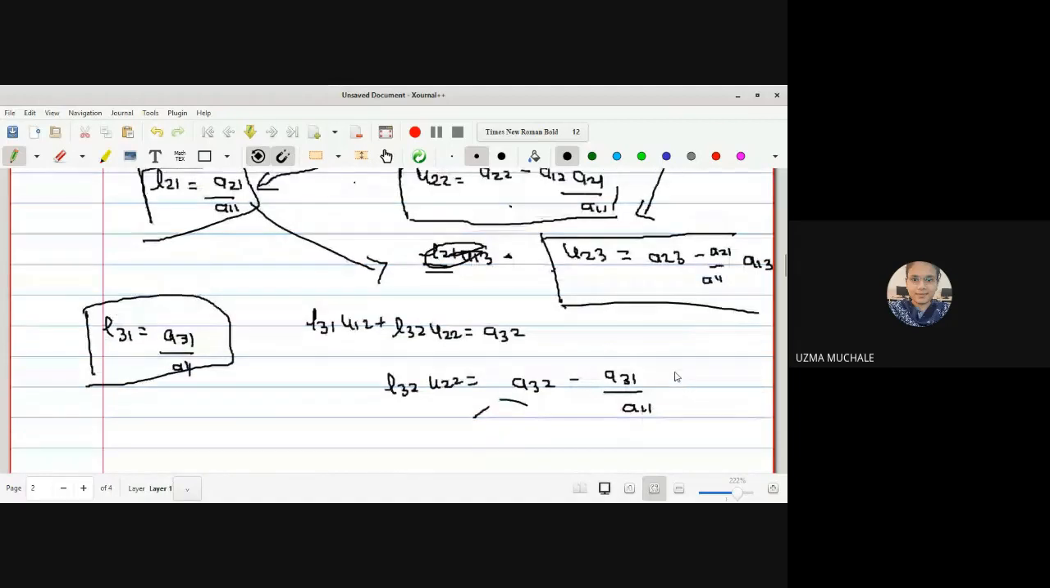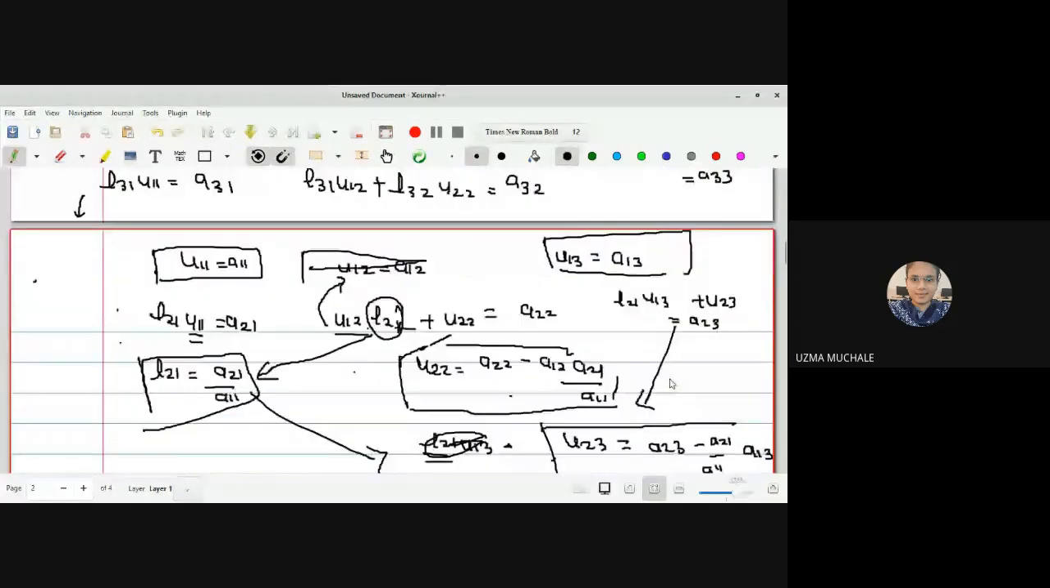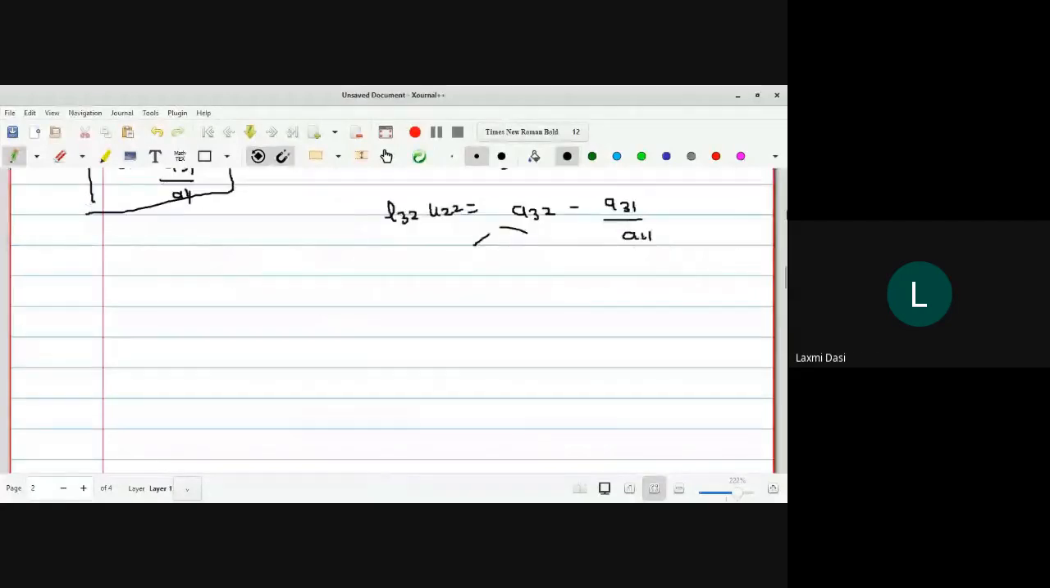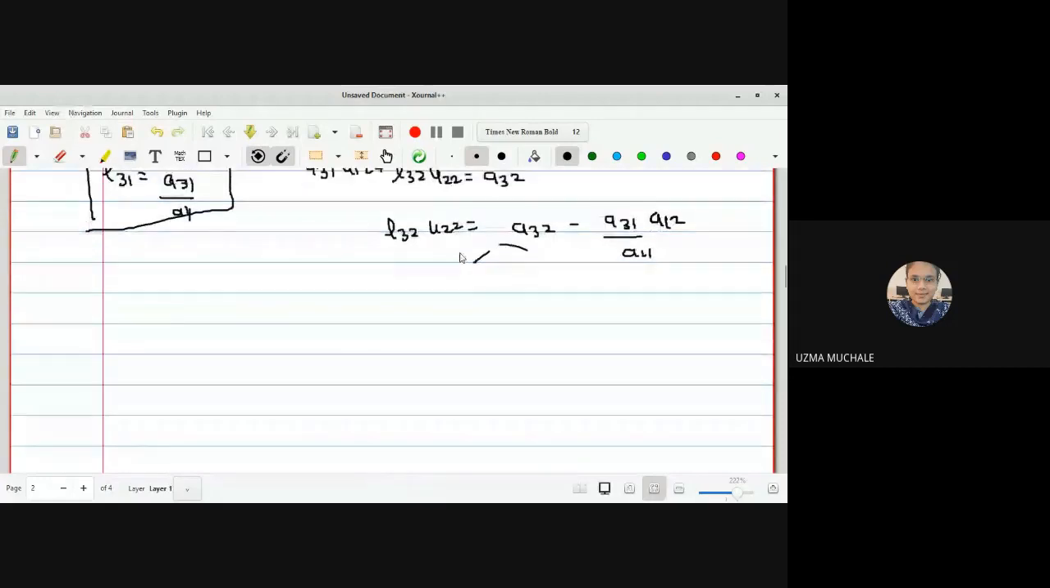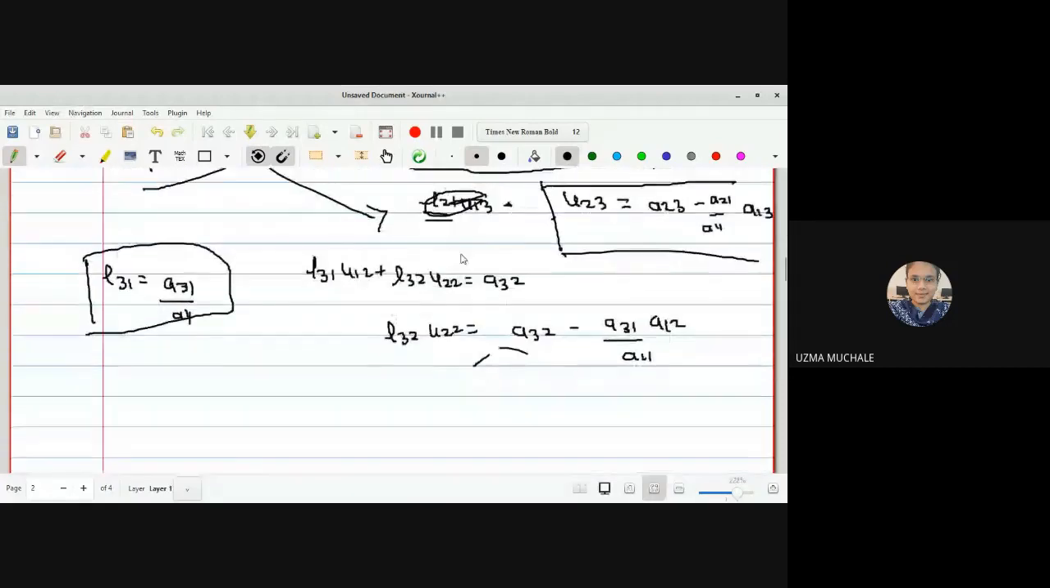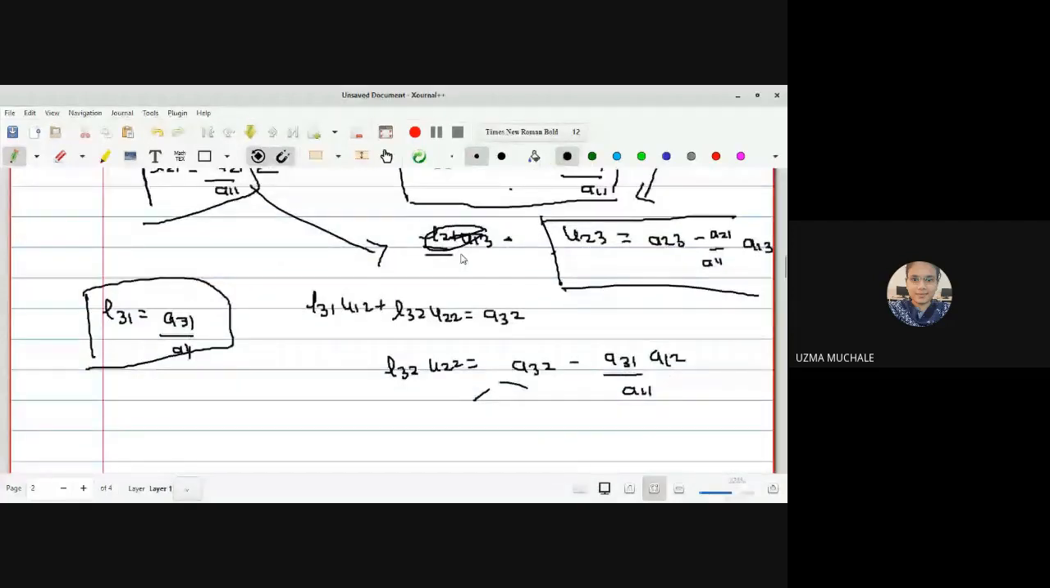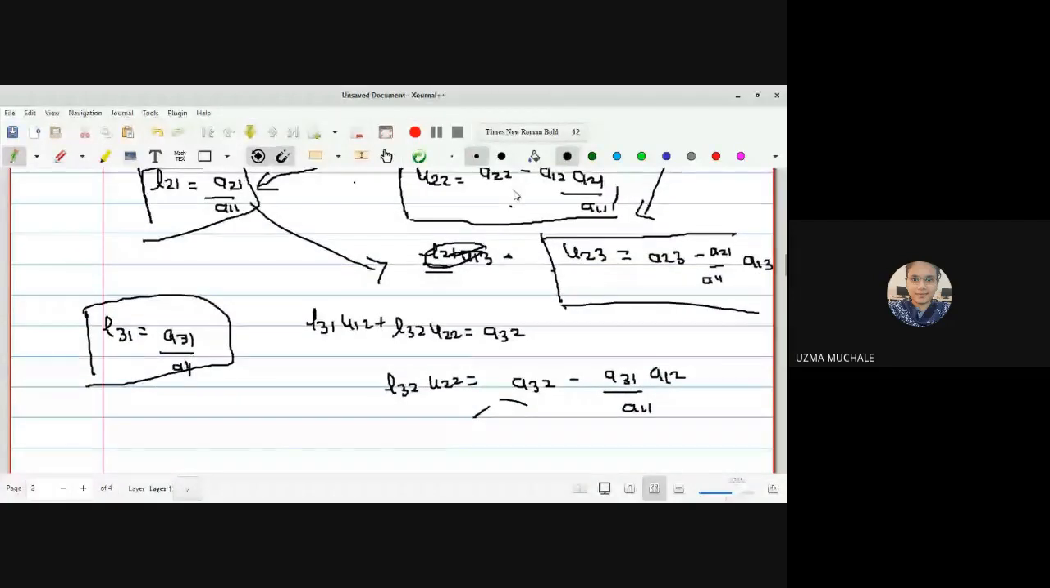What is the value of U12 from this? You can see the second equation we obtained gives A12. What is the value of U22? In this bracket you can see, the value of U22 here we have written as A22 minus A12 A21 divided by A11. So here you can put in the value of U22, and hence from this equation we can get the value of L32.